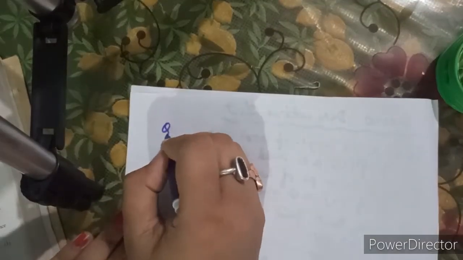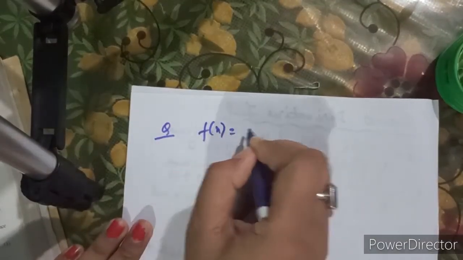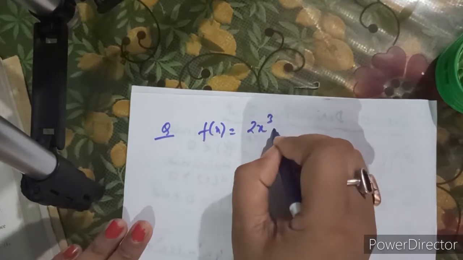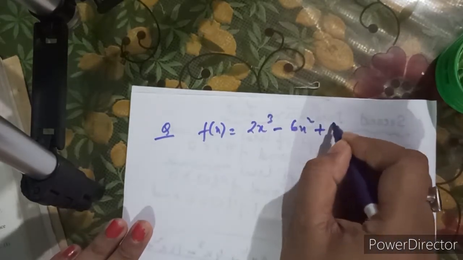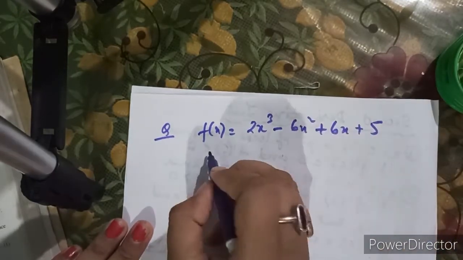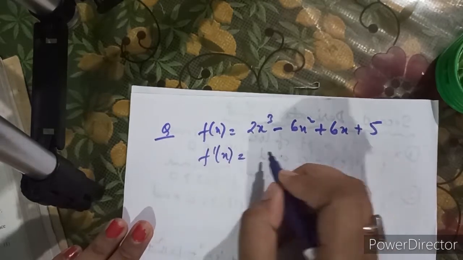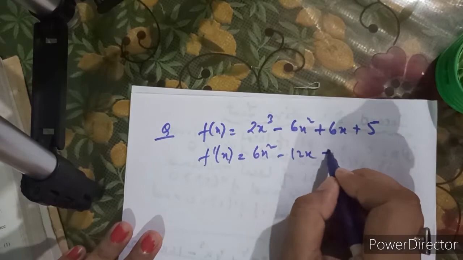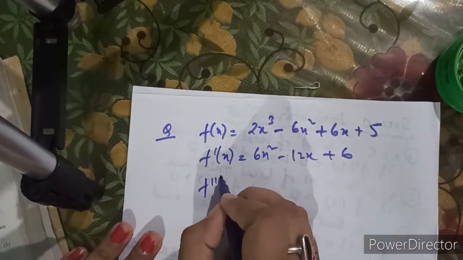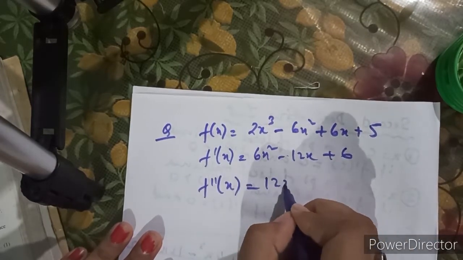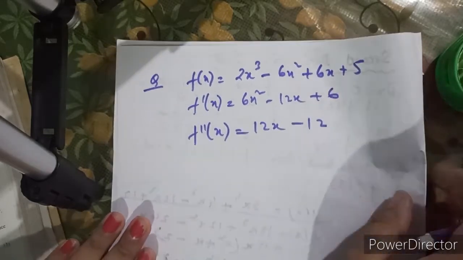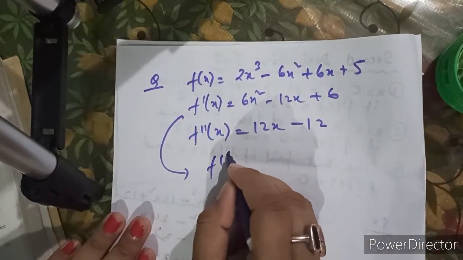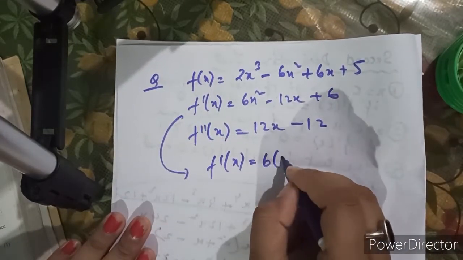So let me take another function, 2x cube minus 6x square plus 6x plus 5. The first derivative will be 6x square minus 12x plus 6, and the second derivative, let me take it directly, will be 12x minus 12. By taking the first derivative, let me take the common factor.